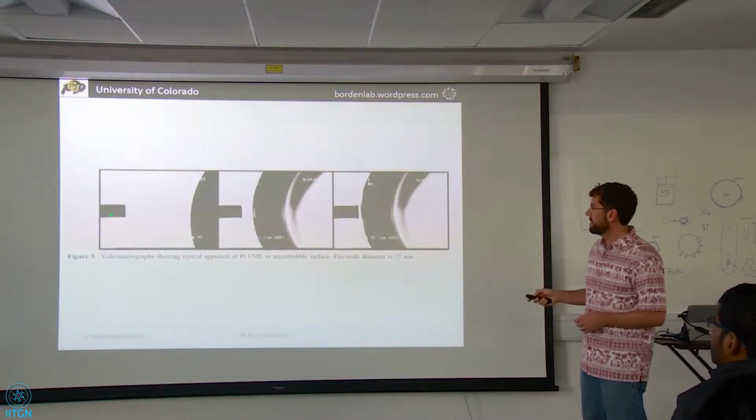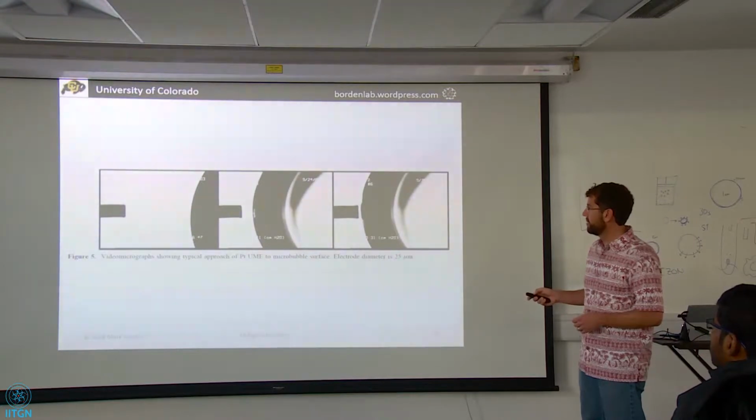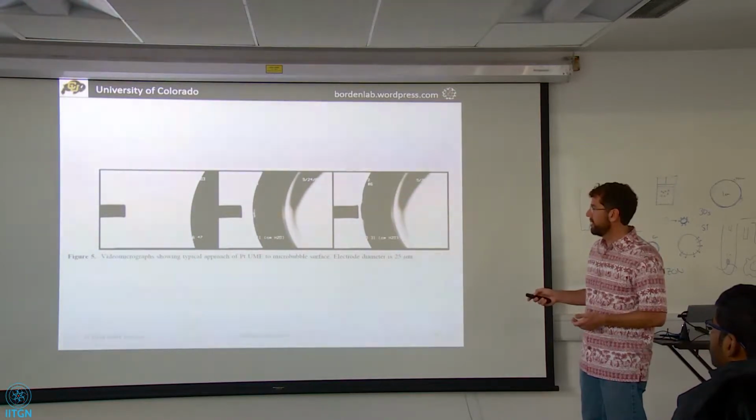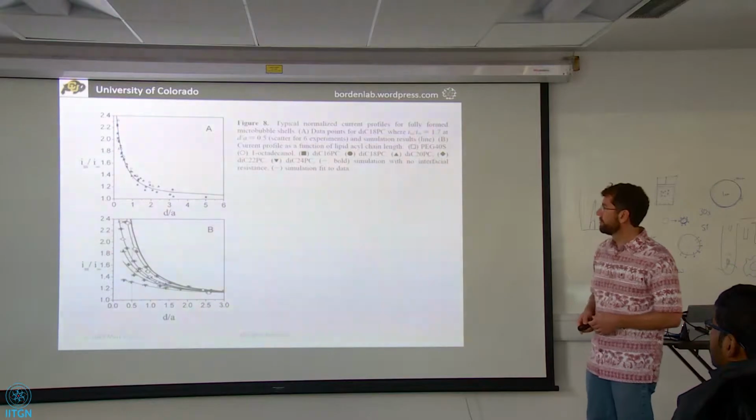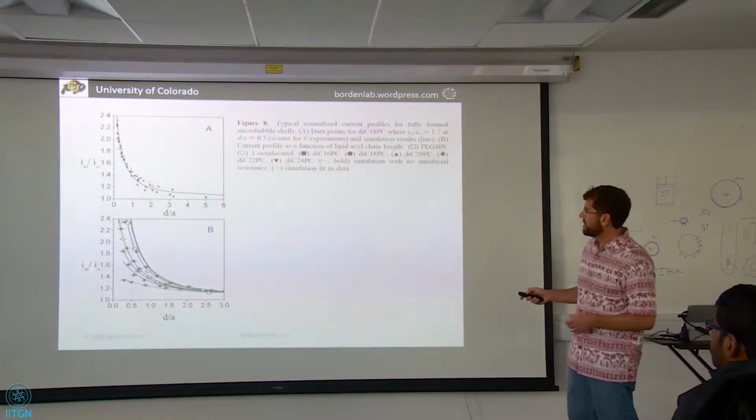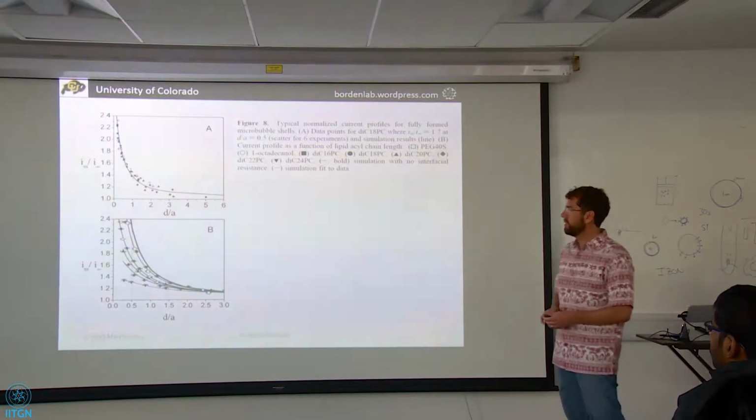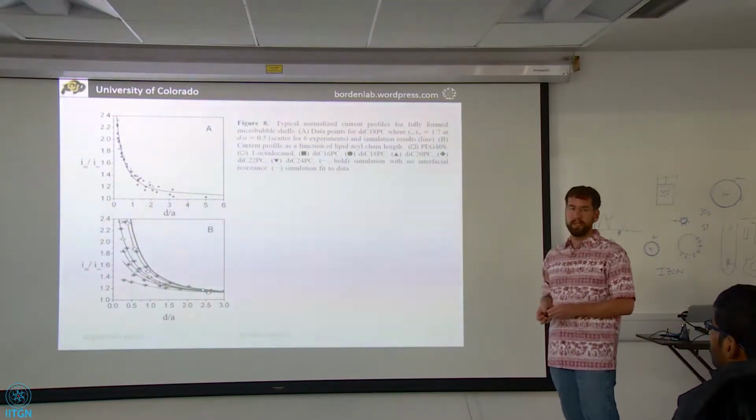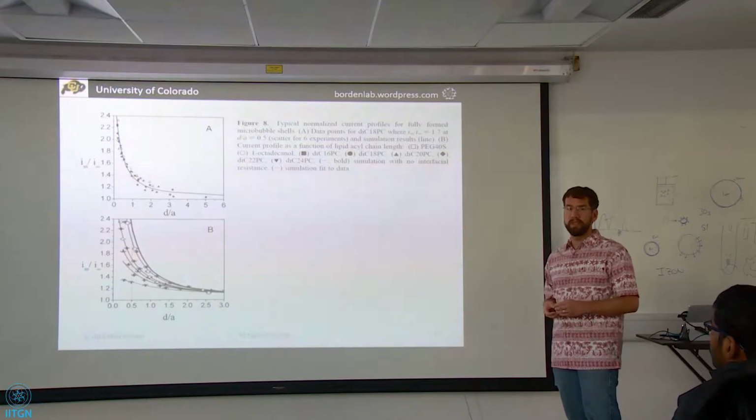Just those snapshots. This is the microelectrode, this is the surface of the bubble, and by video microscopy, you can measure the length between the two. So D is the distance between the bubble and the electrode. A is the electrode radius. I is the steady state current, and I infinity is the steady state current at infinite separation.